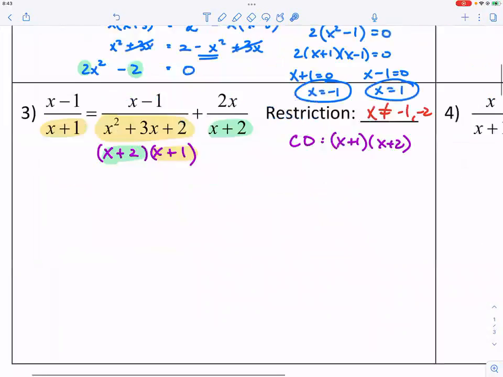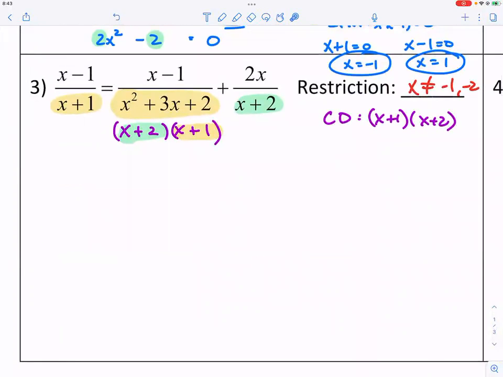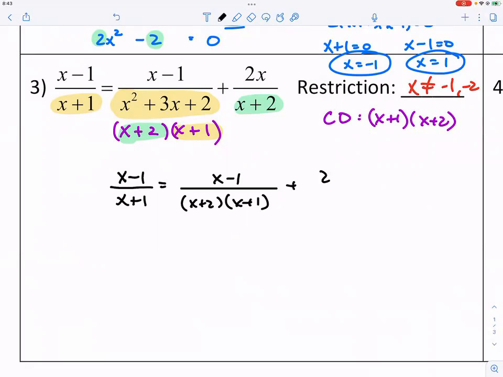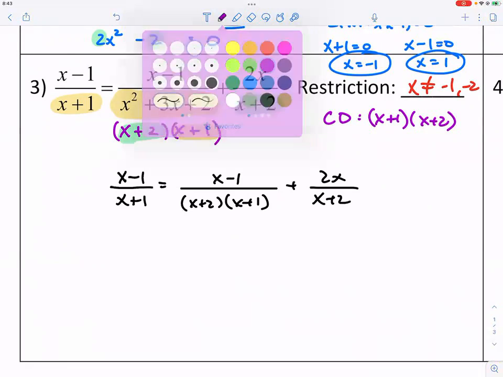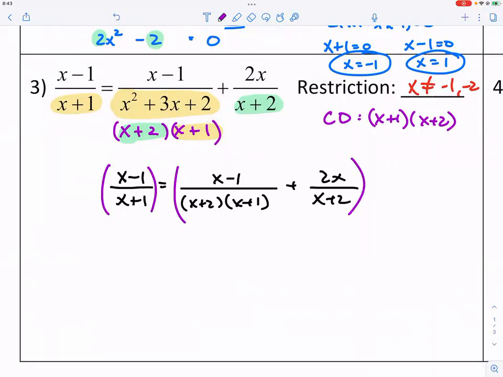All right, let's take a look at number 3. So we have the common denominator here. So we have x minus 1 over x plus 1, and x minus 1 over x squared plus 3x plus 2. Oh, sorry, I should write down the factored form. That'll be a lot easier to see. Plus 2x over x plus 2. Okay, so it's like what we did earlier. We're going to multiply by the common denominator.